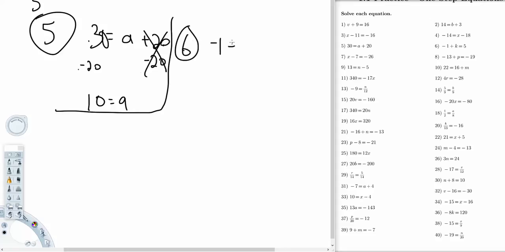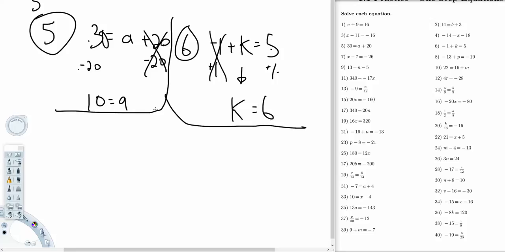6. Minus 1 plus k equals 5. So minus 1, you have to add 1 to bring that to 0, and here we're going to add 1. So these buggers cancel. We bring the k down, equals 5 plus 1 equals 6.